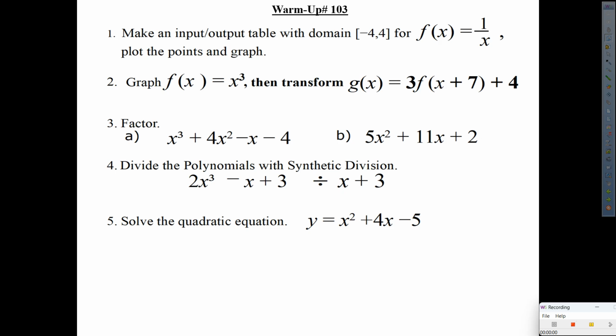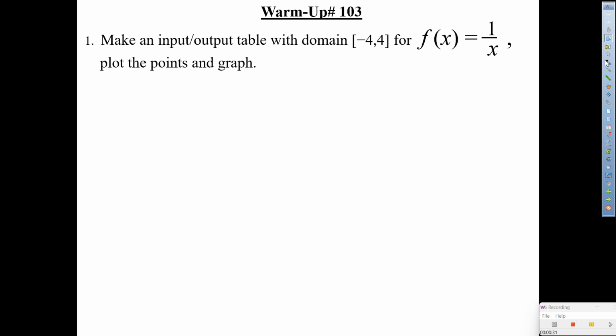Warm-up 103 is on the screen, and if you grab a handout, it should be in there. Shouldn't take you long. Once again, today we're moving on, and we have a lot to cover, so let's do this. I'll give you guys some time for that, and go. All right, for the sake of time, here goes number one.